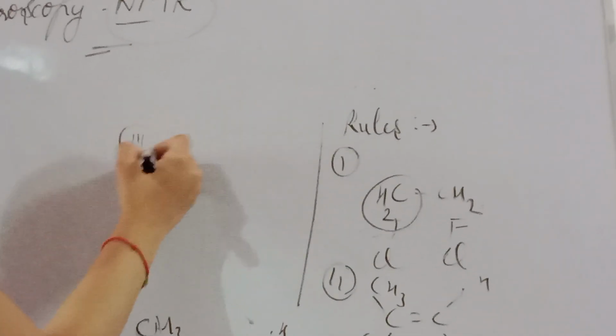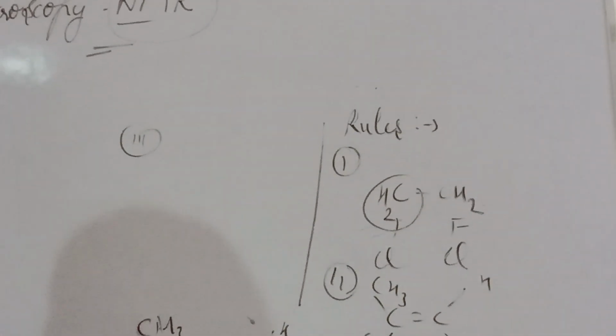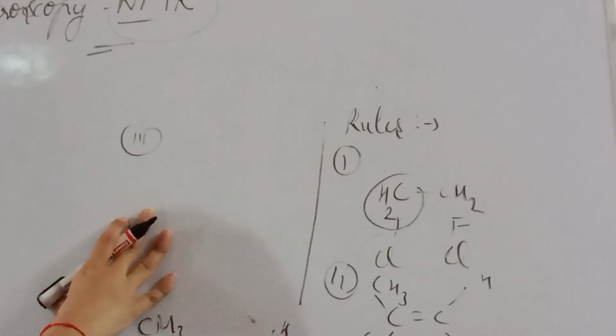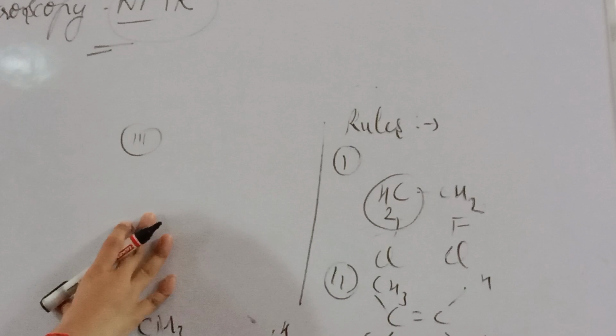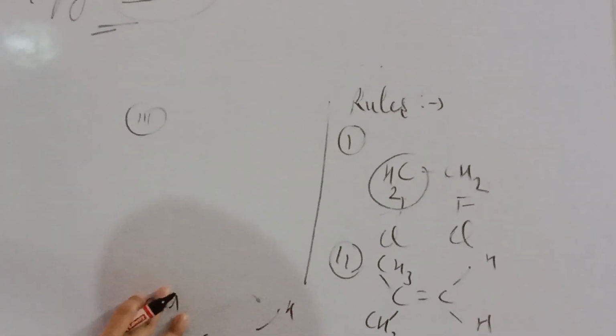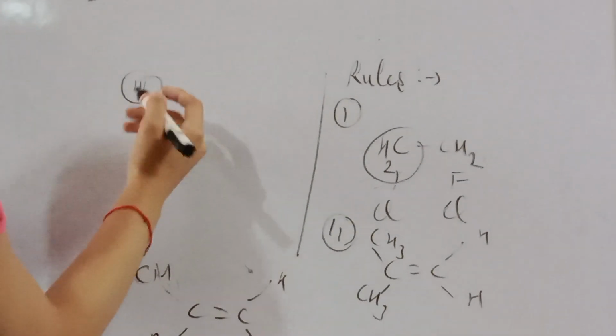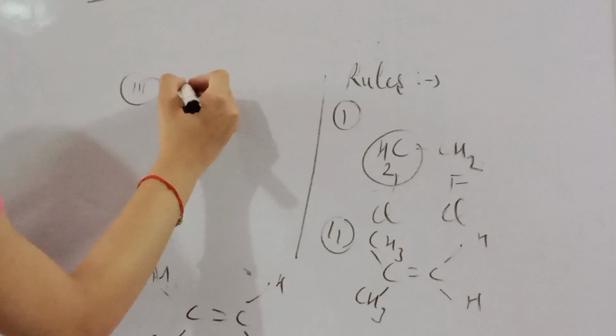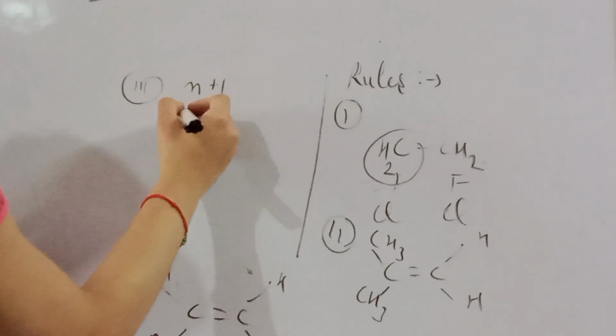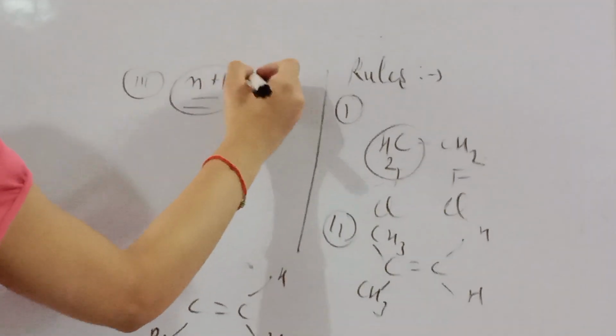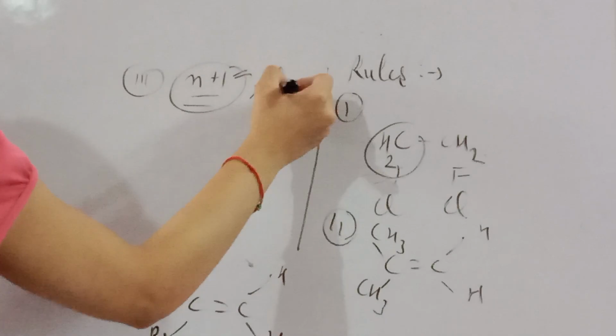The third rule is that the number of peaks into which a given proton signal is split is equal to one more than the number of vicinal protons. That is, the multiplicity of a proton signal is n plus 1. This statement is termed the n plus 1 rule.